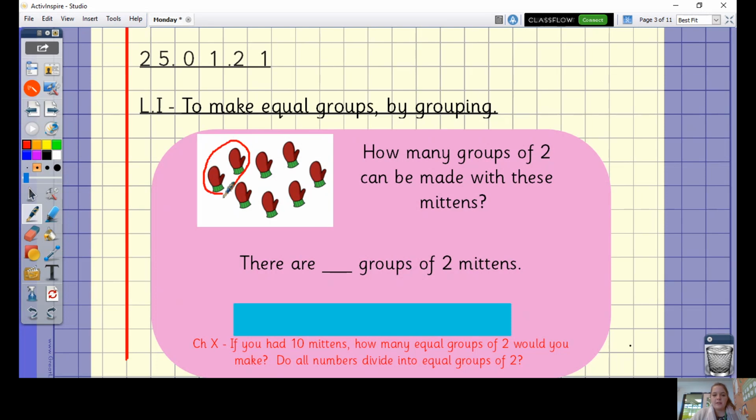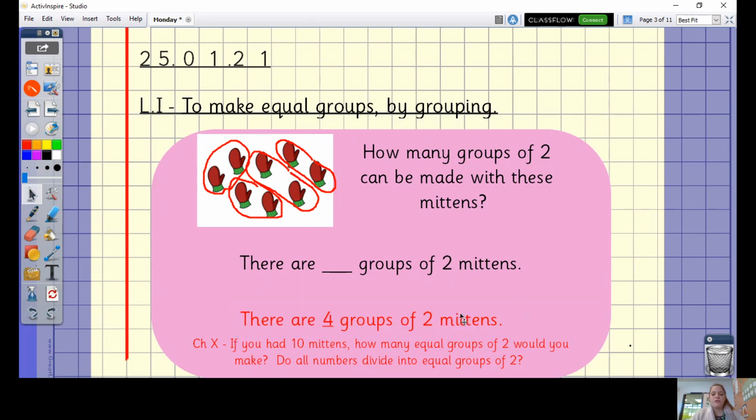Here, there's 1 group, 2 groups, 3 groups, 4 groups. So I've got 2 mittens in each group and there are 4 groups. So there are 4 groups of 2 mittens.